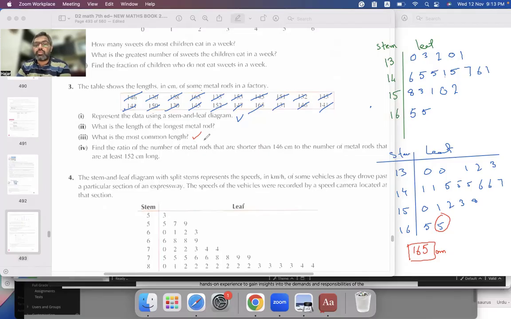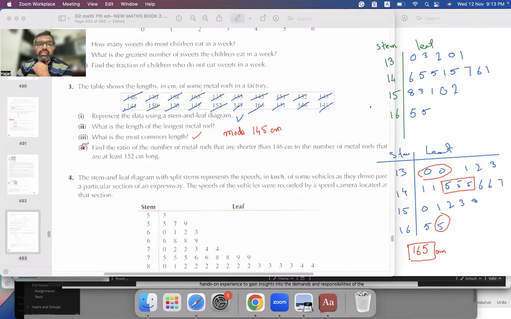So what is the most common length? It is already sorted, so we can see which length is repeated the most number of times. Is it 130? It appears 2 times. No, we have got 145. It appears 3 times. 146 appears 2 times and 165 appears 2 times. So the winner is 145. We call it mode: most common or most frequent. So this value is called mode. Mode is 145 centimeter. It's the most occurring length.